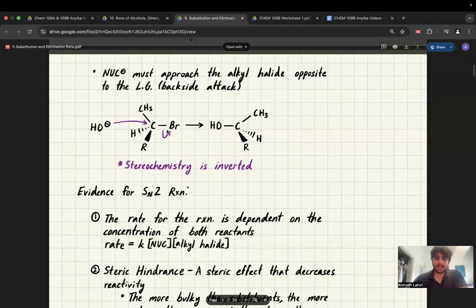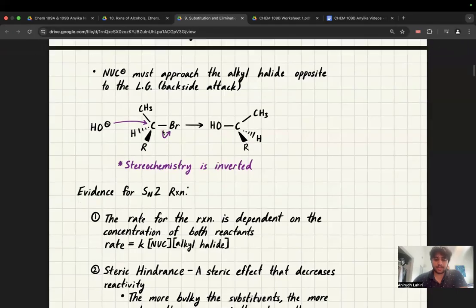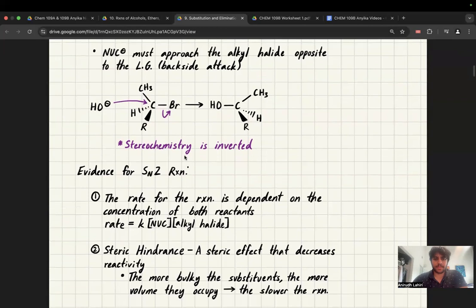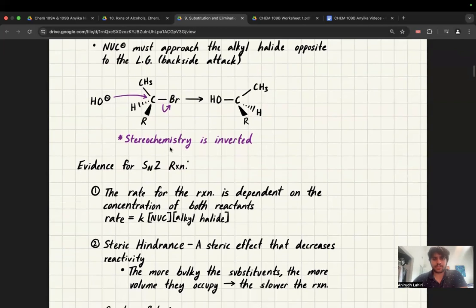So this is a backside attack, and that's just because it is stereo. The three orientation of it favors this because if we try to attack from this side, there'd just be more stuff in the way. So stereochemistry is inverted. A quick note on the inversions here.